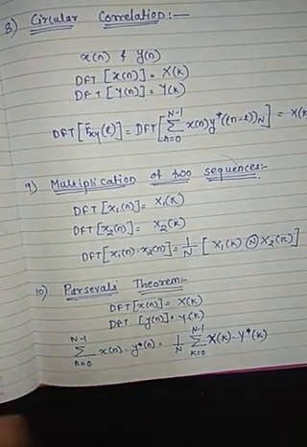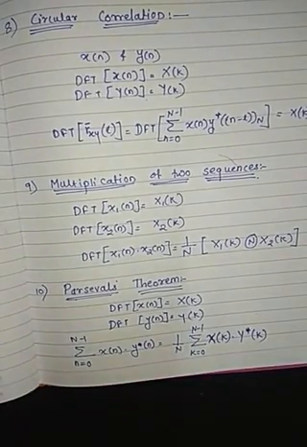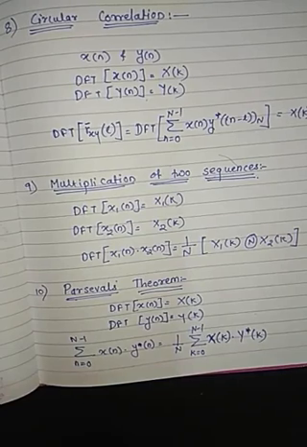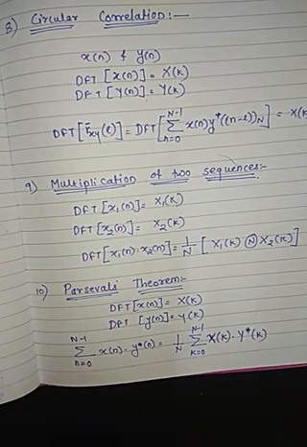So we have seen in this session the different properties of the DFT, like the time reversal property, the circular frequency shift property, the complex conjugate property, again the circular convolution, circular correlation, multiplication of the two sequences, as well as Parseval's theorem. So here the properties of the discrete Fourier transform are over.